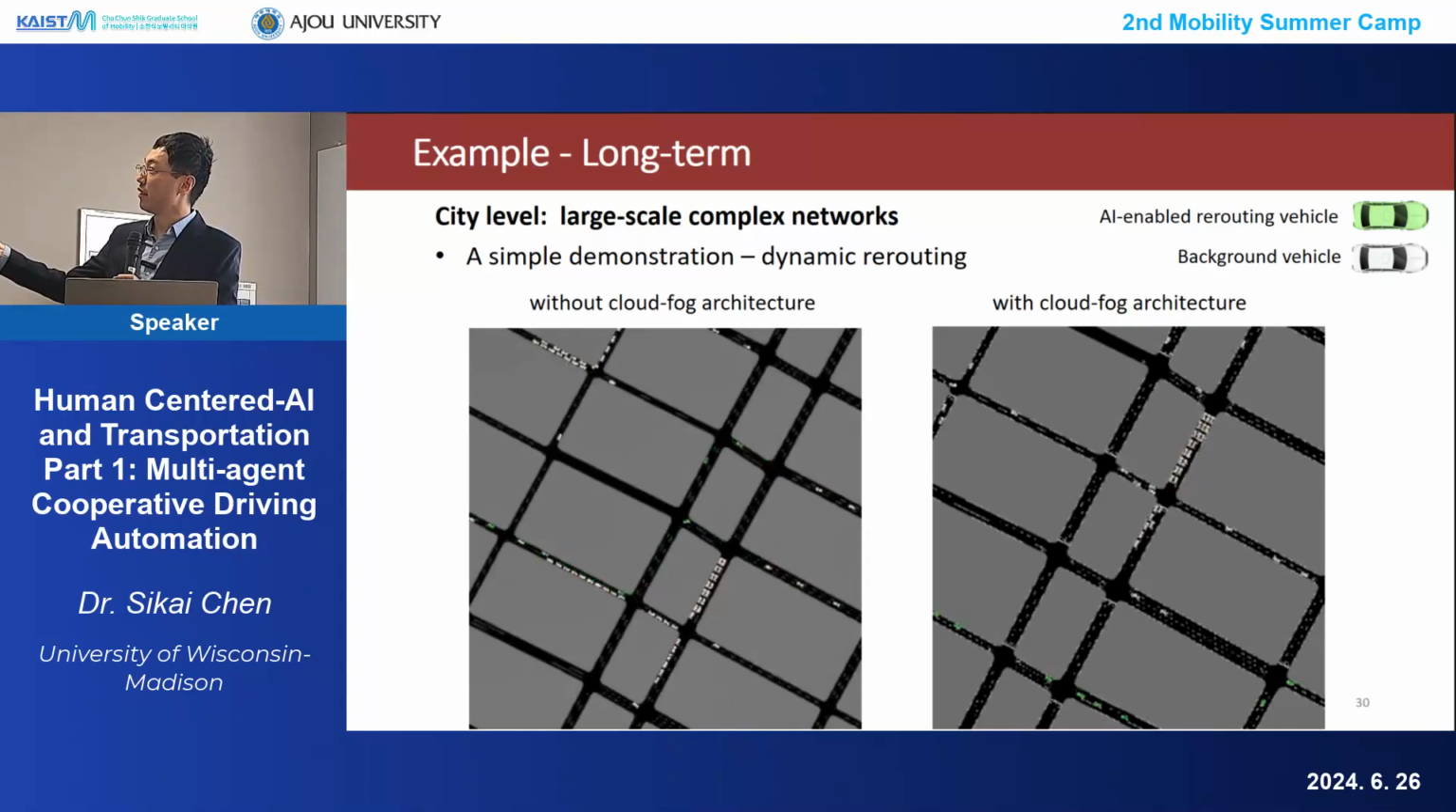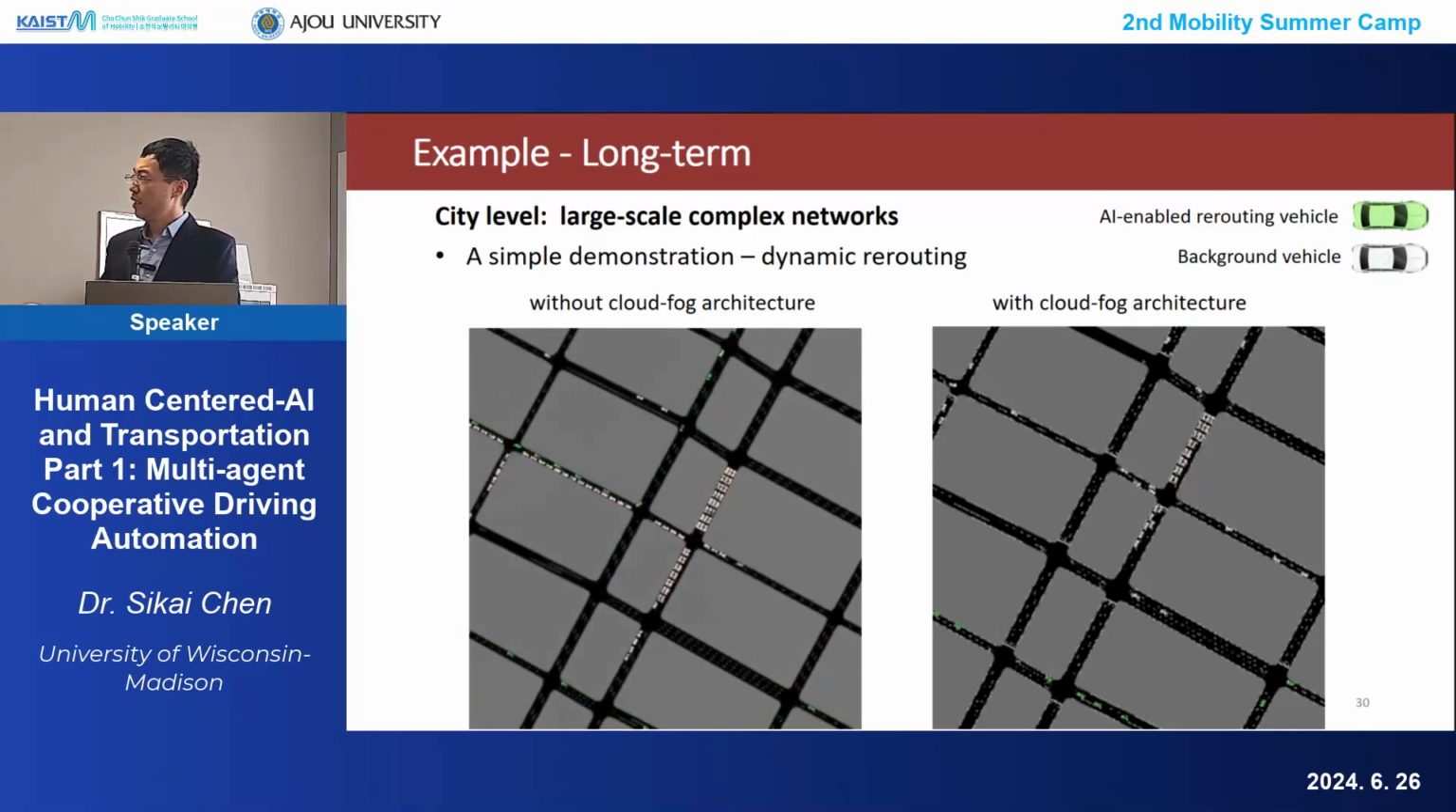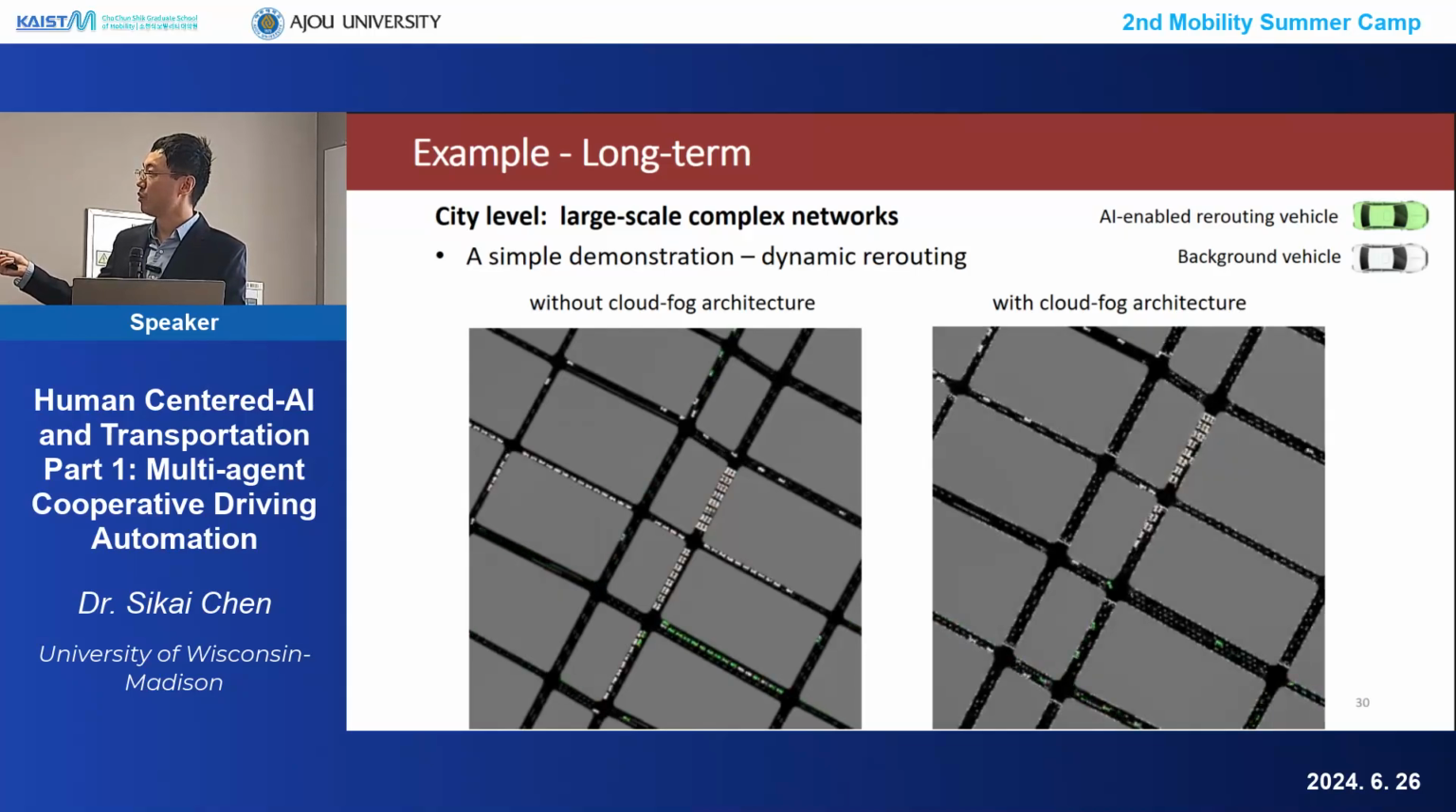The green one is AI-enabled rerouting vehicle. So they can talk to each other, talk to the roadside unit, like basically the fog node. So they have the bigger picture. Our goal is to create some traffic jam. Maybe you can think about them, some accident happened, totally block the road network. We want to see if our AI are able to learn how to dodge those.